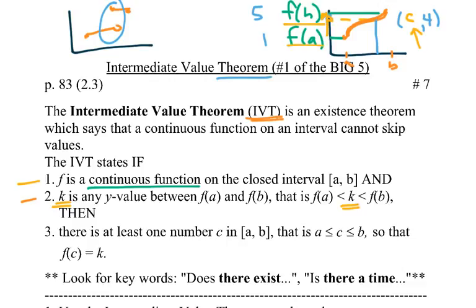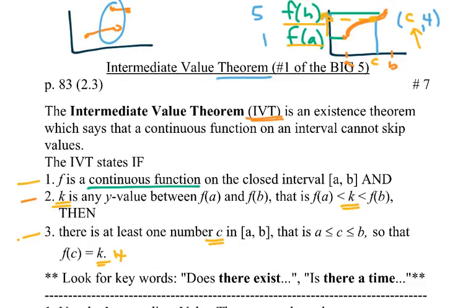So if it's continuous, and if we pick a k value between f of A and f of B, then, and this is the third thing, there is at least one number C between A and B so that f of C equals k. In our example, k is, remember, 4. And so on this graph here you see that our point of intersection was right about here. So there was indeed a value of C that had a Y value of 4.